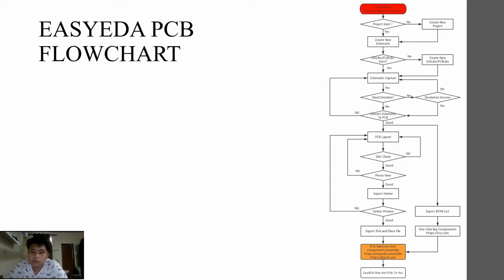Then we will export the pick and place file, then PCB fabrication and component assembly at easyeda.com to order the board for each one of us, and then we also go to click the website https jlcpcb.com to apply for the components, and then next one is EasyEDA ships the PCB to you.